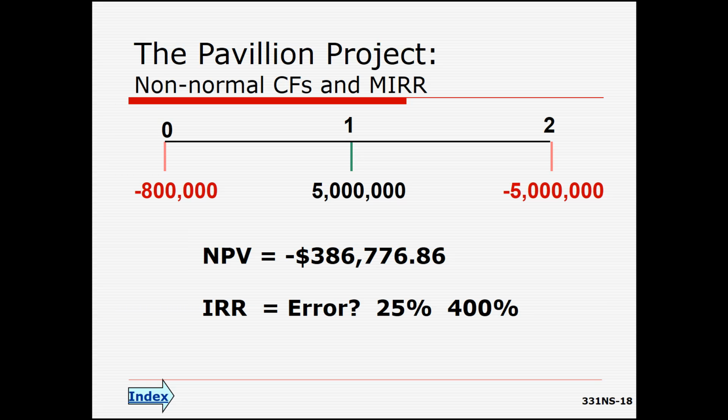At time 0, we need to invest $800,000 to build a World's Fair pavilion. During the fair, we estimate we'll make $5 million, but it will cost us $5 million to put the land back like it was after the fair closes. These values are shown on the timeline with the cost of capital 10%. Solving for NPV, we get a negative $386,776.86. IRR results, we get an error, or maybe we get 25%, or maybe we get 400%. 25 is possible, 400 is not. The problem is the two sign changes.